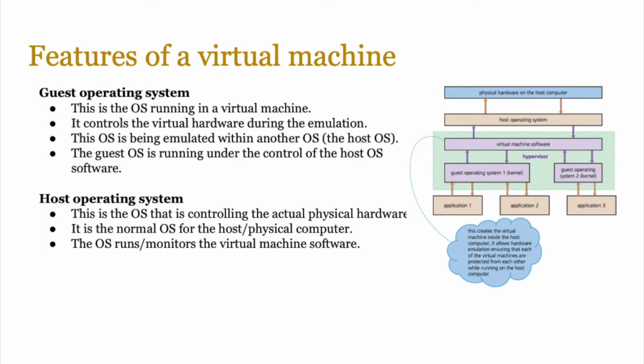The host operating system's features include that this is the operating system that controls the actual physical hardware. It is the normal operating system for the physical computer, and this one runs and monitors the virtual machine software. So you've got your physical hardware, you've got your host operating system, then you've got your hypervisor, which is the app that emulates. That creates the actual virtual machine, and then the guest operating system runs on this virtual hardware.